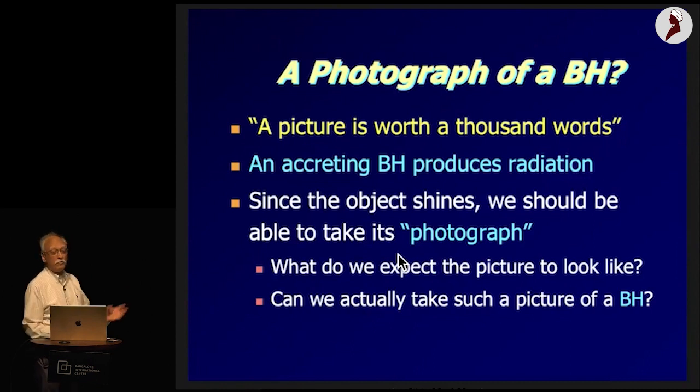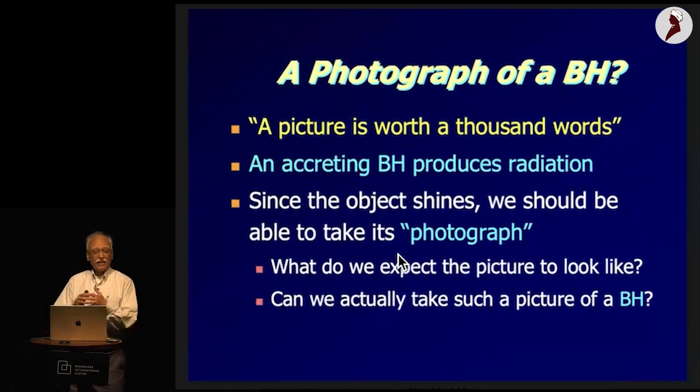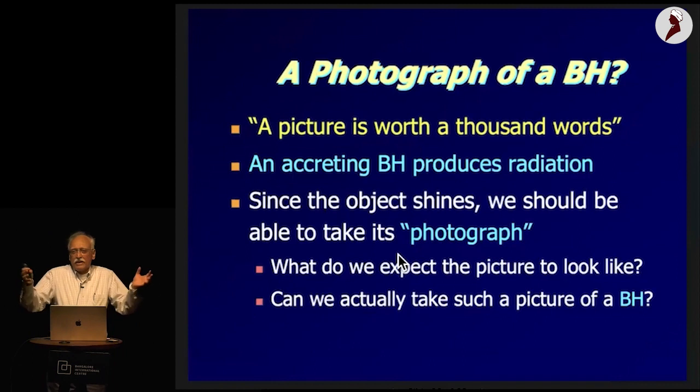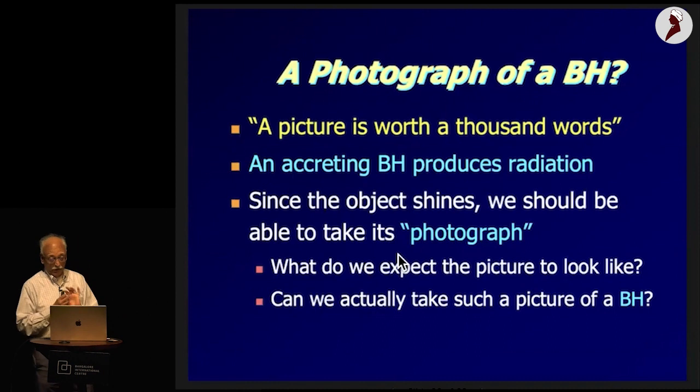Accreting black hole, we already said. When I say accreting, gas is flowing in to a black hole, and they all have gas flowing in, because there's gas everywhere in the universe. Some have a lot of gas, some have less gas, but they all have gas. They produce radiation because the gas gets hot. So if I've got an object which is producing its own radiation and shining, I should be able to make a photograph or a picture of it.